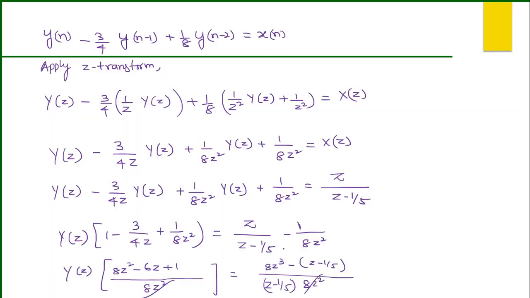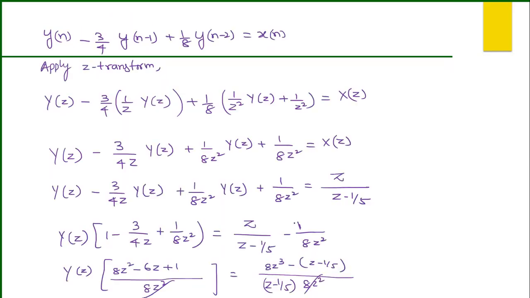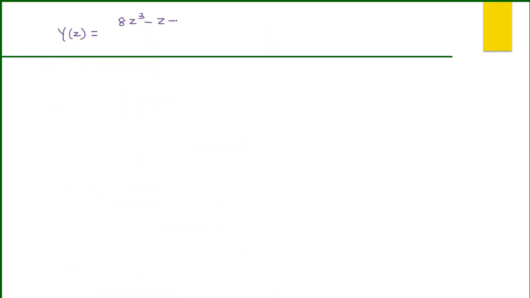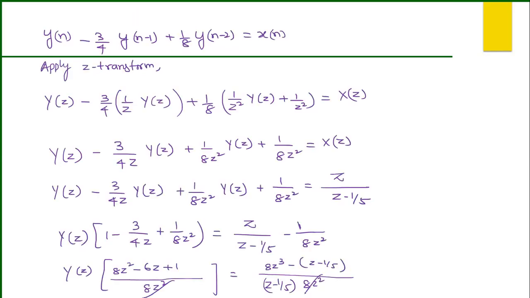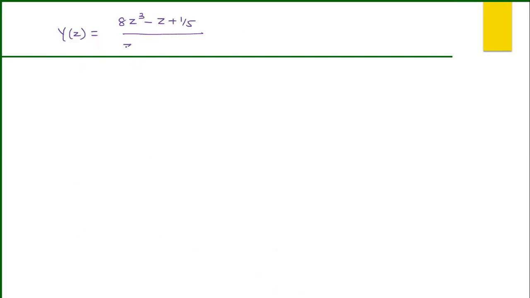What is y of z? Y of z is equal to 8z cube minus 8z cube minus z plus 1 by 5, divided by z minus 1 by 5 into this one, you send this side, this will become 8z square minus 6z plus 1.